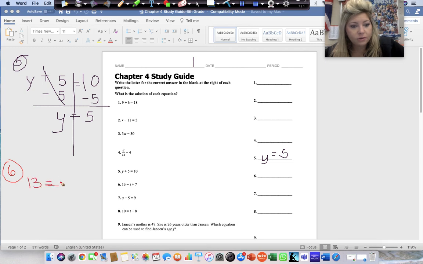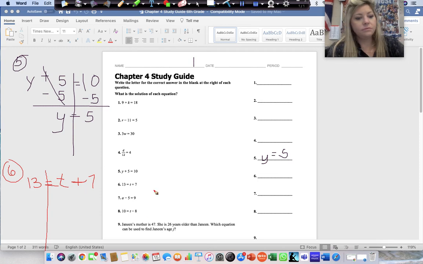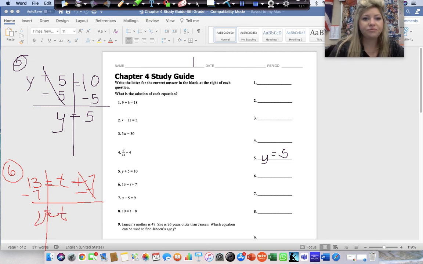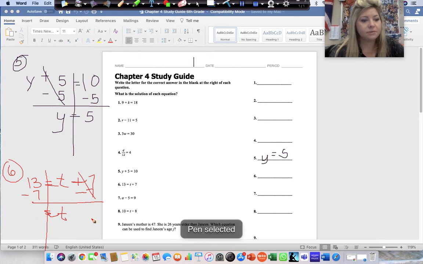Number 6 is 13 equals t plus 7. Draw a line down from the equal sign. Our variable is t. Right now t is being added to 7. So the opposite of adding 7 is subtracting 7. So we want to subtract 7 from both sides. The side is going to cancel and we're left with t is equal to 13 minus 7, which is 6. So t equals 6.